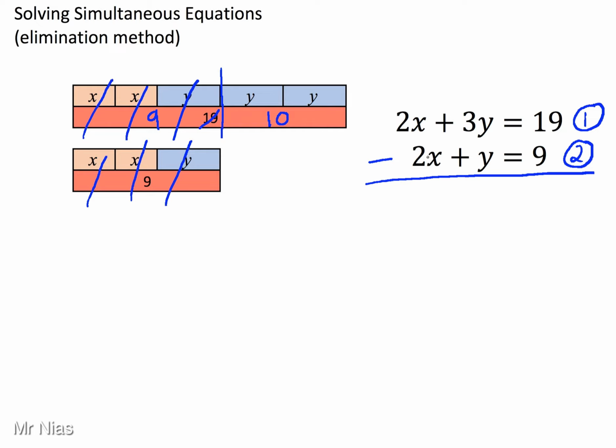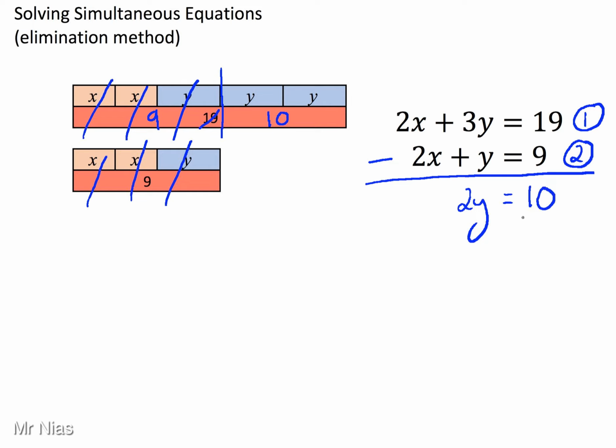So I've got 2x take away 2x, well, that will leave nothing. I've got 3y, and I'm going to take away a y from it, and that's going to leave just 2y. And then I've got 19, take away the 9, will leave 10.